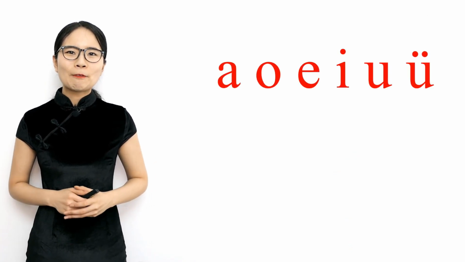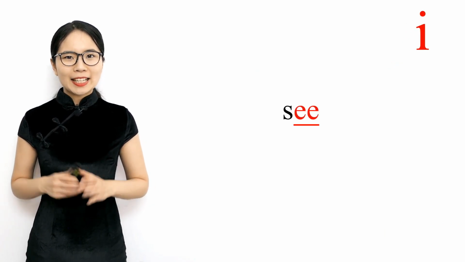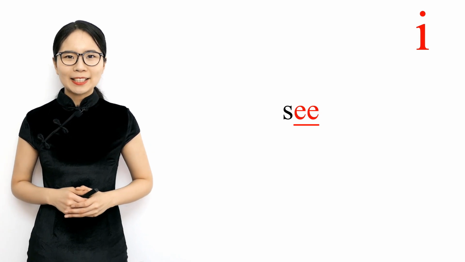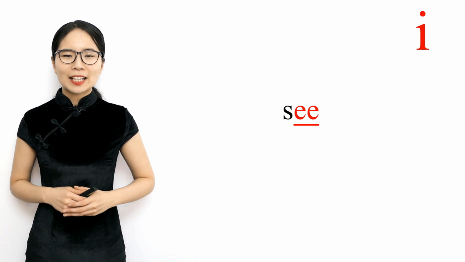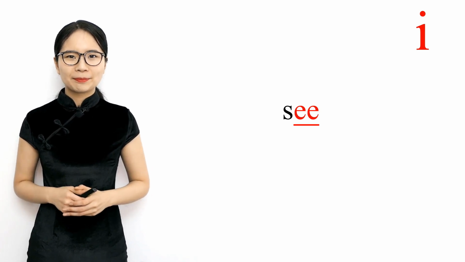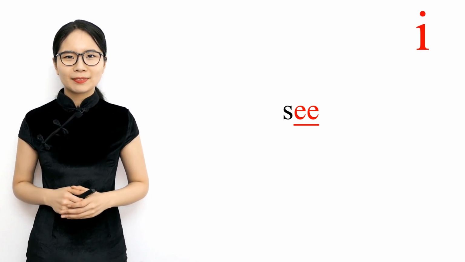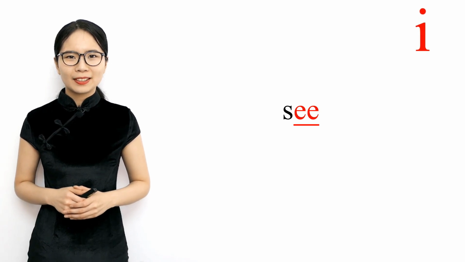Next is the simple final i. The simple final i is pronounced like the double e in the word see. You should smile when you pronounce it, with the tip of your tongue touching the back of your lower teeth. I.